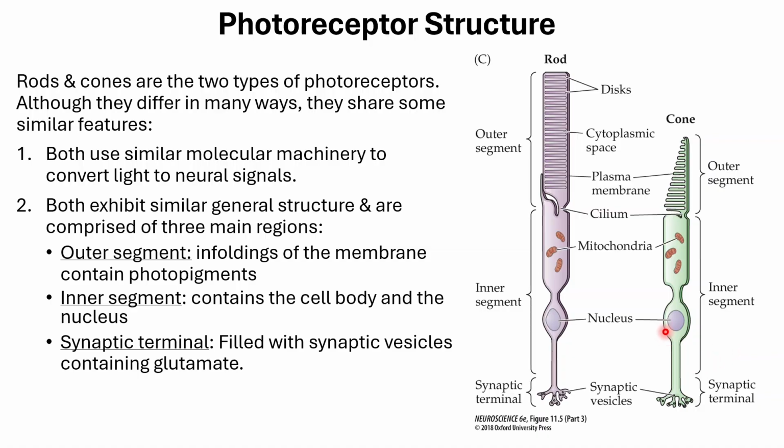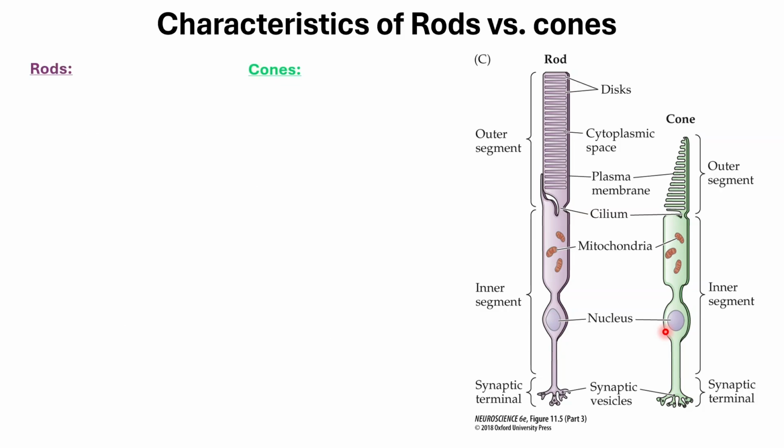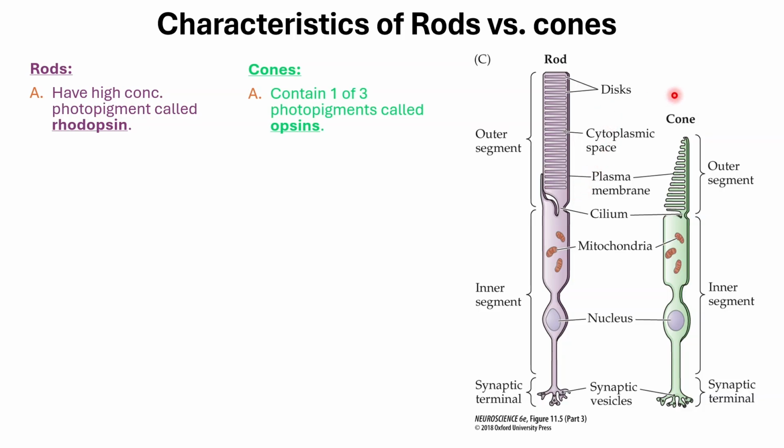So they both release glutamate. Those are the similarities of the photoreceptors, rods and cones. There are some differences. So rods have a photopigment called rhodopsin. They have a high concentration of this photopigment. Whereas cones contain one of three different photopigments called the opsins. And this is because cones are the ones that contribute to color information, which I'll get to in a little bit. Whereas rods tell us more about intensity of the light, the brightness of light. They do other things too, which we'll get into.